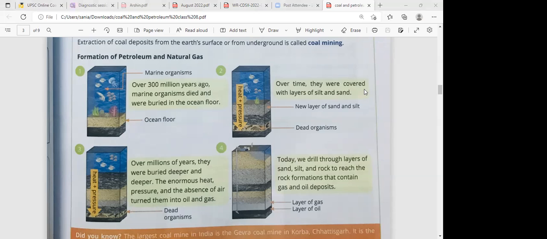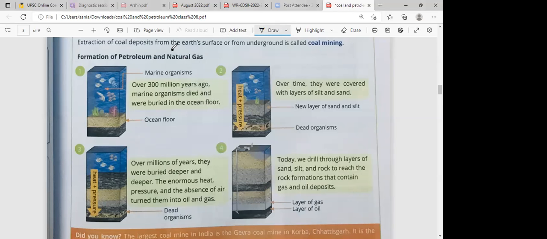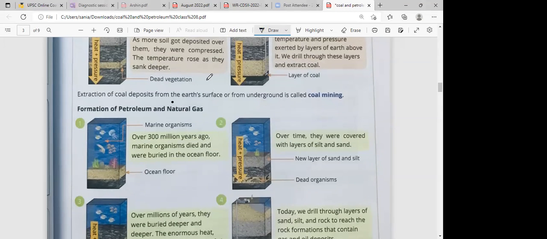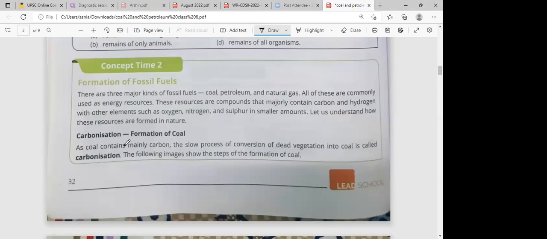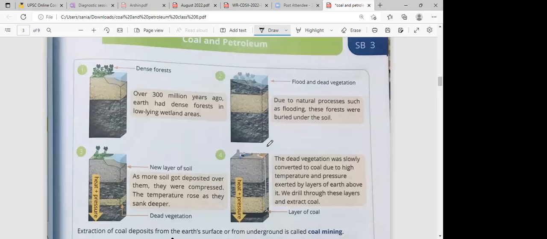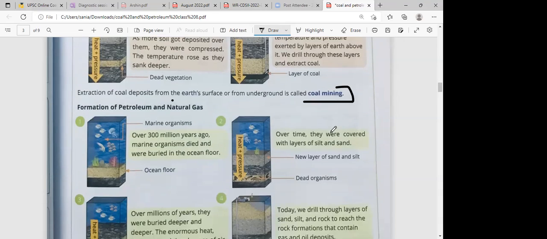So yesterday, what we were doing, we did this. That is how you are going to get coal. So this was the process. The process is known as carbonization. This is how coal is formed, and how you are going to extract it from the earth's surface through coal mining.